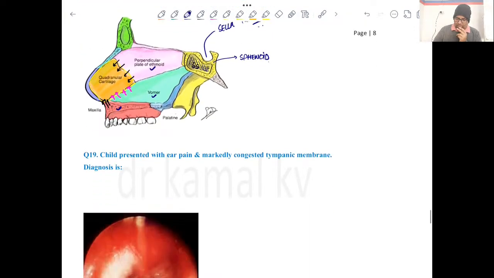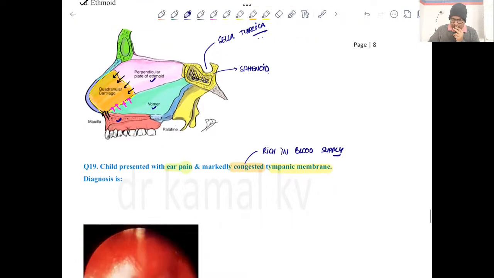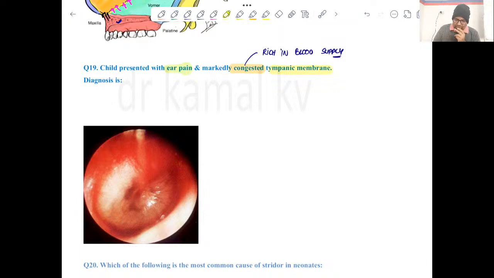Then moving forward, a child presented with ear pain and there is markedly congested tympanic membrane. Now when we say congested, it means rich in blood supply. Right? So if you look at the tympanic membrane, you will see that it is so red all around. Clear? So it means there is some inflammatory pathology. This congestion indicates there is some inflammatory pathology. Then only there will be too much blood supply, and that will cause congestion.